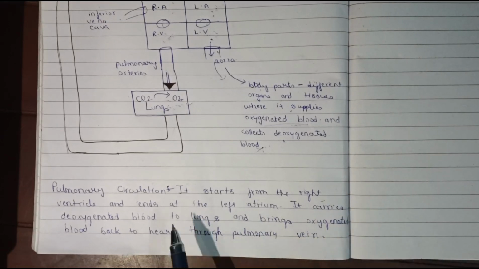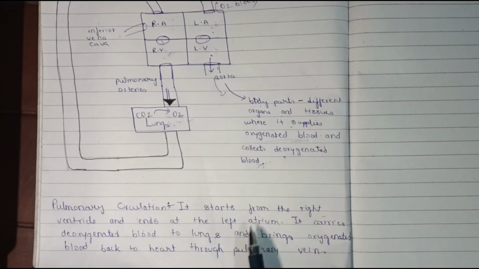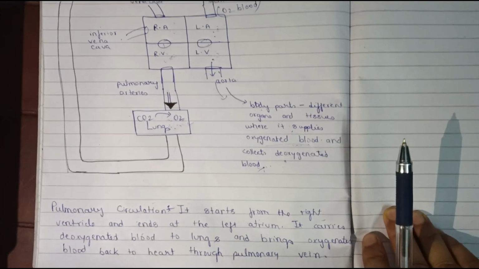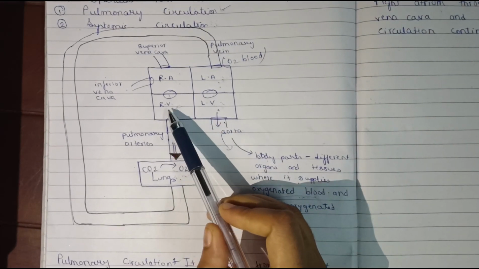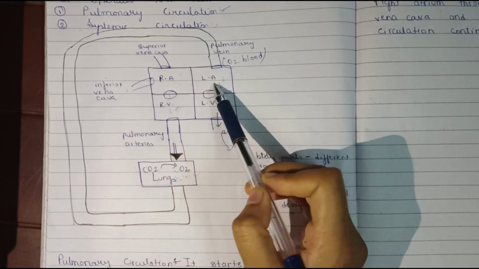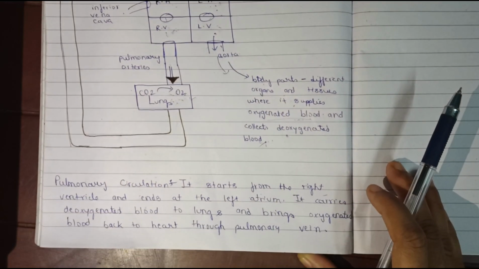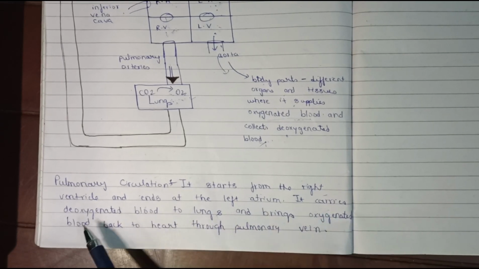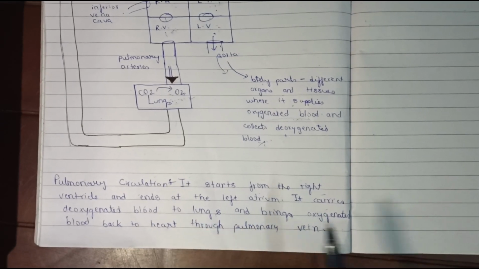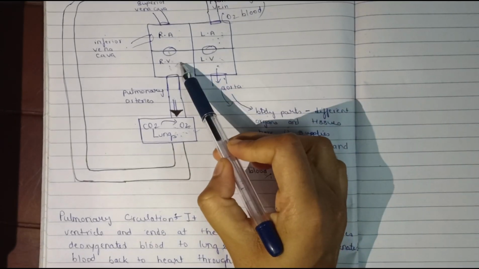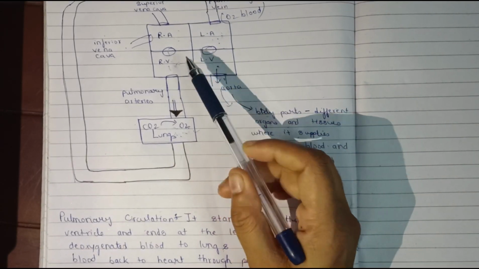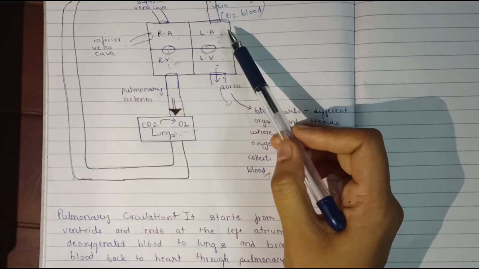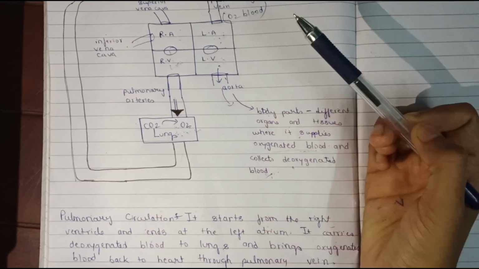Now let us understand pulmonary circulation. See, it starts from the right ventricle and ends at the left atrium. It carries deoxygenated blood to the lungs and brings oxygenated blood back to the heart through the pulmonary vein. We all know that the right ventricle carries deoxygenated blood, so it carries deoxygenated blood to the lungs and brings oxygenated blood into the left atrium through the pulmonary vein.